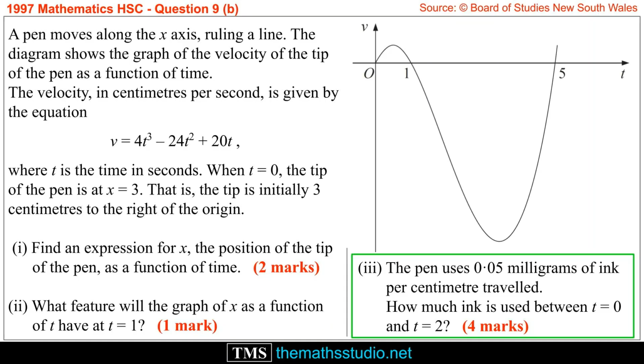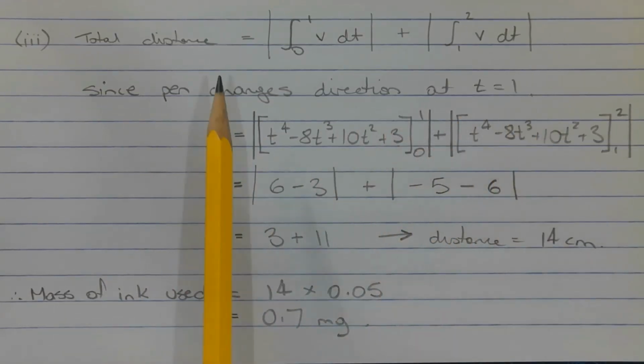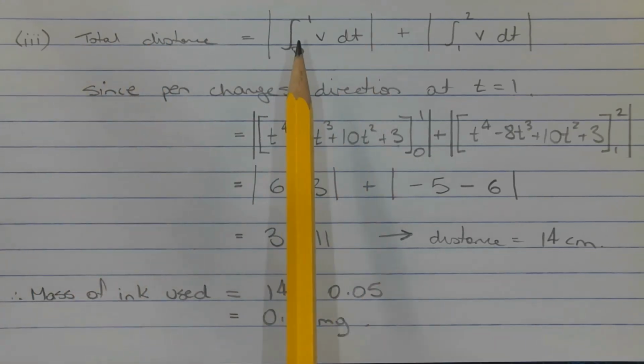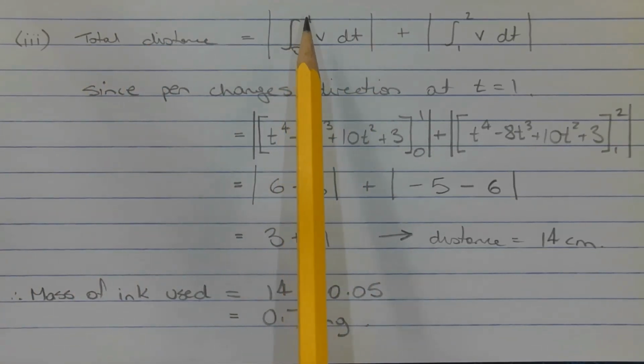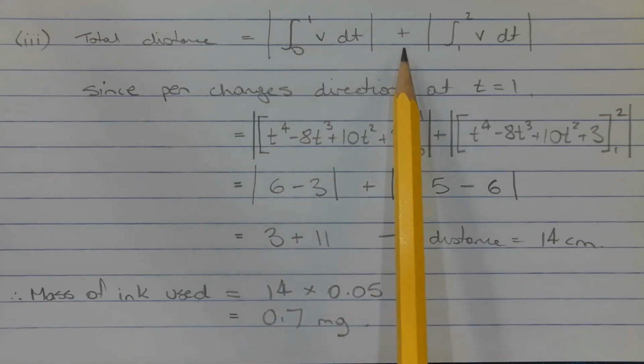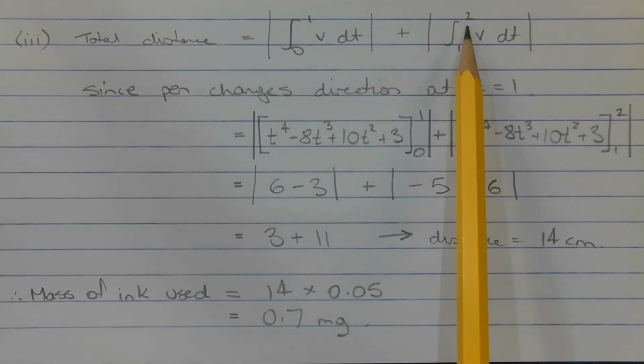Part 3. The pen uses 0.05 milligrams of ink per centimetre travelled. How much ink is used between t equals 0 and t equals 2? Since the pen changes direction at time t equals 1, to find the total distance, we integrate v with respect to t from t equals 0 to t equals 1, and then we add on to that the integral of v with respect to t from t equals 1 to t equals 2.